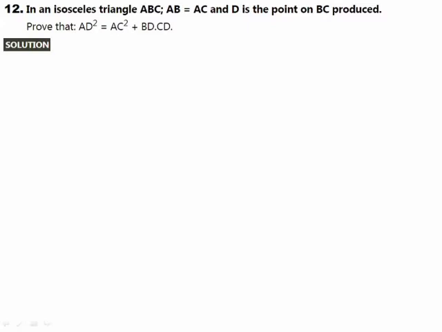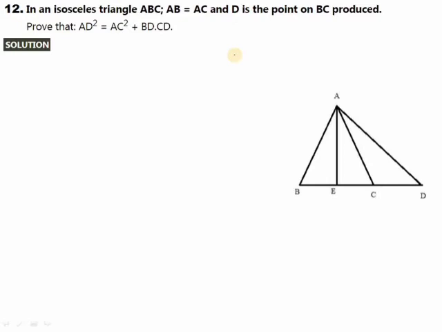Let's look at the next question. In an isosceles triangle ABC, AB is given to be equal to AC, and D is the midpoint of BC produced. Now what is the meaning of this? Let's try to understand. There is triangle ABC. When you produce BC, produce means extend. So when you extend line BC, D is a point on it. When you produce this line BC, D is a point on the extended line. That's what the question is saying.